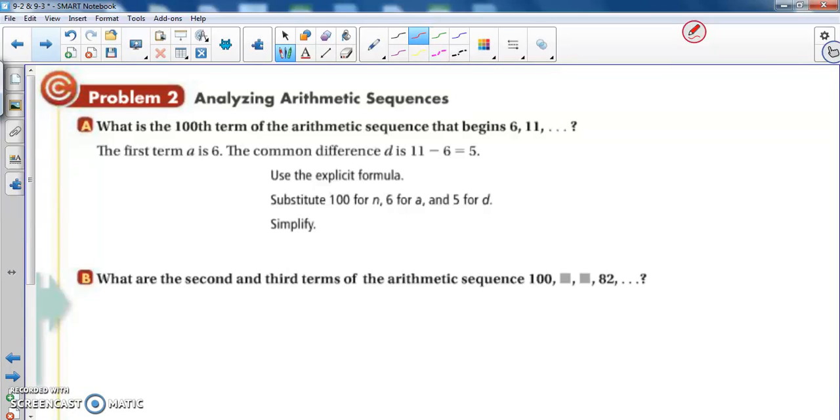So what is the 100th term of an arithmetic sequence that begins 6, 11, and so on? We know that our first term is 6. The common difference is 11 minus 6, which is 5. And we are going to use our explicit formula, which is a sub n is equal to a plus n minus 1 times d. So we're going to substitute 100 for n because that's the term number, 6 for a because that's our initial condition, and 5 for d because that's our common difference.